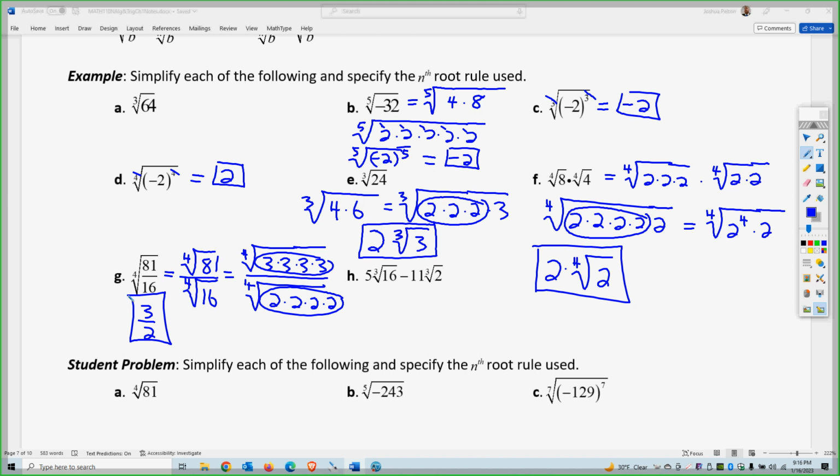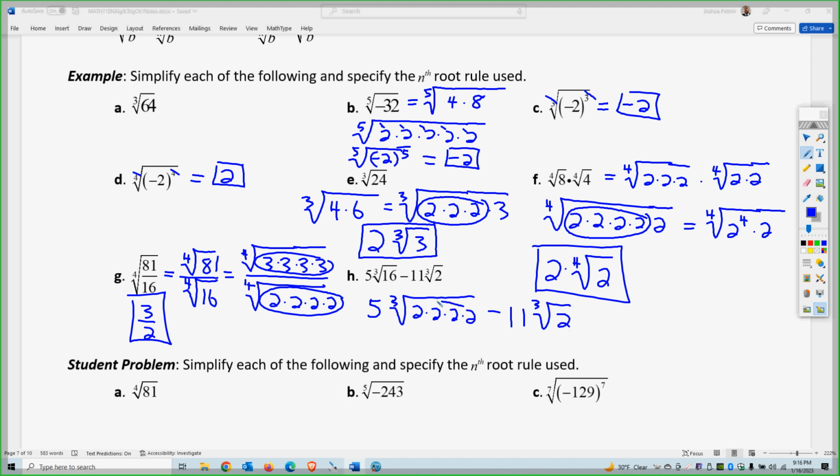So the last thing is adding and subtracting, which we know from kindergarten to college. You can only add or subtract like terms. Okay, so 16 and 2 are not like radicals, but we can break this down into the third root of 2, 2, 2, 2 minus the third root of 2.